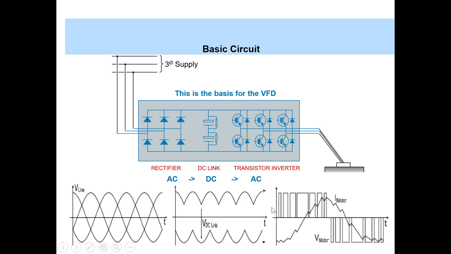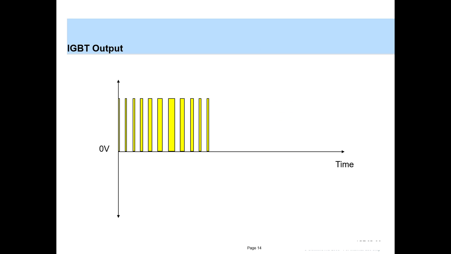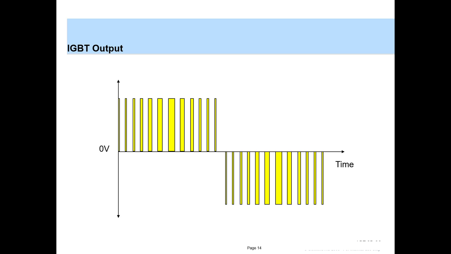Now this DC output is fed to the inverter, and the gating pulses of these IGBTs are very carefully controlled to produce a PWM output. So this square waveform that you see here is the PWM output. This is the voltage output of the inverter, which is fed to the motor. So looking at this PWM output, this is the kind of output that the inverter generates.